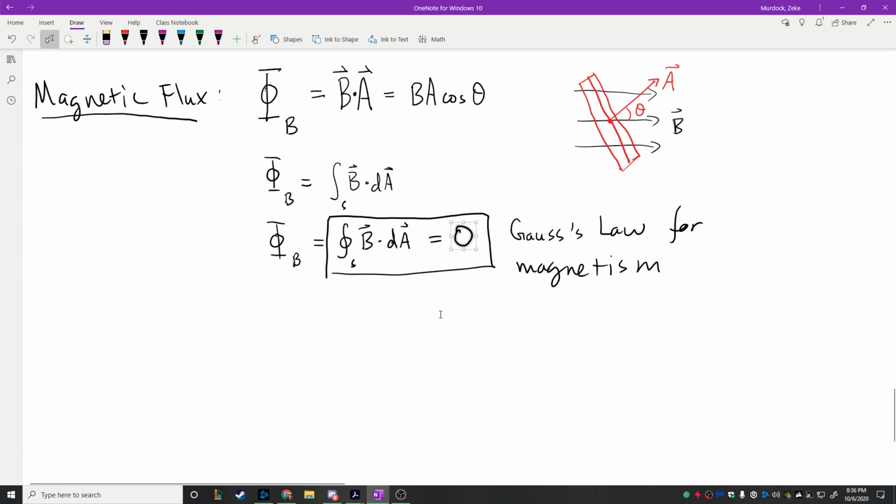Why would that be the case? What was Gauss's law for electricity? It was, lines in equaled lines out. There you go, that's right, Tyler. That's exactly right. It's because the lines in always equal the lines out. The electric flux through a closed surface was proportional to what? It's proportional to the charge, right? And because there is no such thing as a magnetic charge, because there's no such thing as magnetic monopoles, this is always going to be equal to 0.